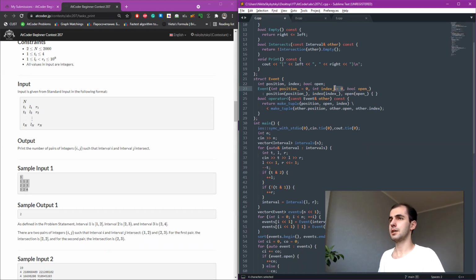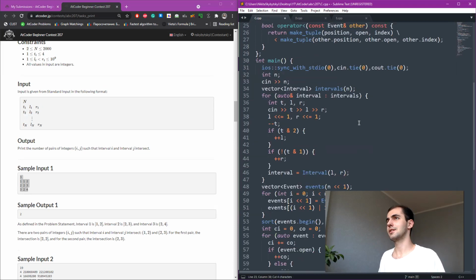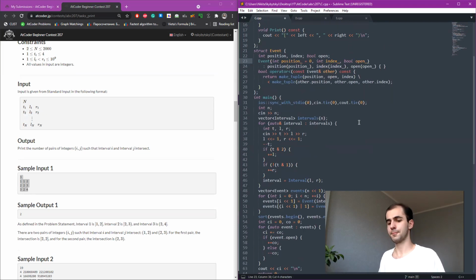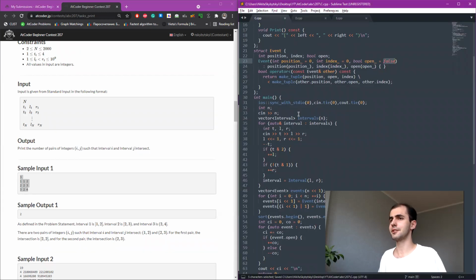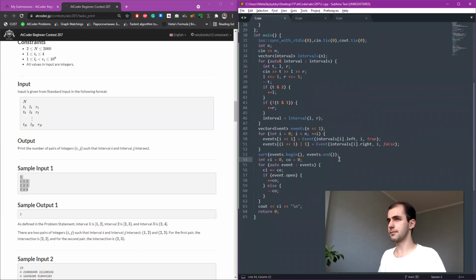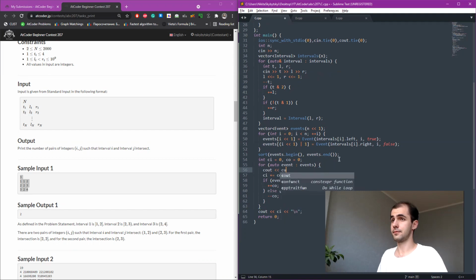What if, no, I need a default constructor, I think. Sorry. Okay. How do we? I still don't understand. Okay. More debugging than I would like to, but it happens.